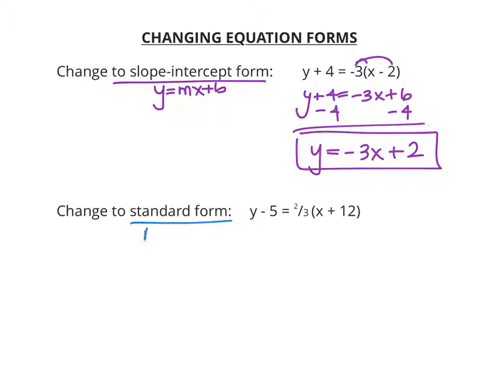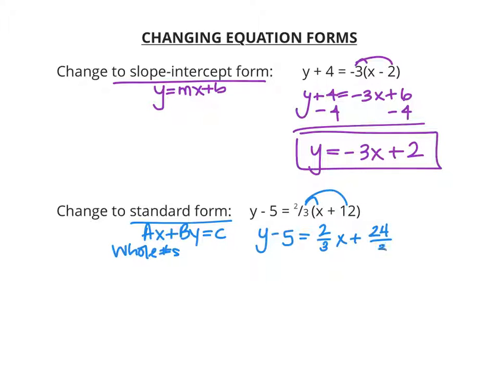Okay, and this last example, changing to standard form. So remember, standard form is going to look like ax plus by equals c. So x and y are on the same side, and the only other rule is that a, b, and c all have to be whole numbers. So I'm still going to start in the same place that I did on the last problem. I'm going to distribute first. And that is going to give me y minus 5 equals 2 over 3x plus, remember when you multiply fractions, it's the top that multiplies, so that's plus 24 over 3.